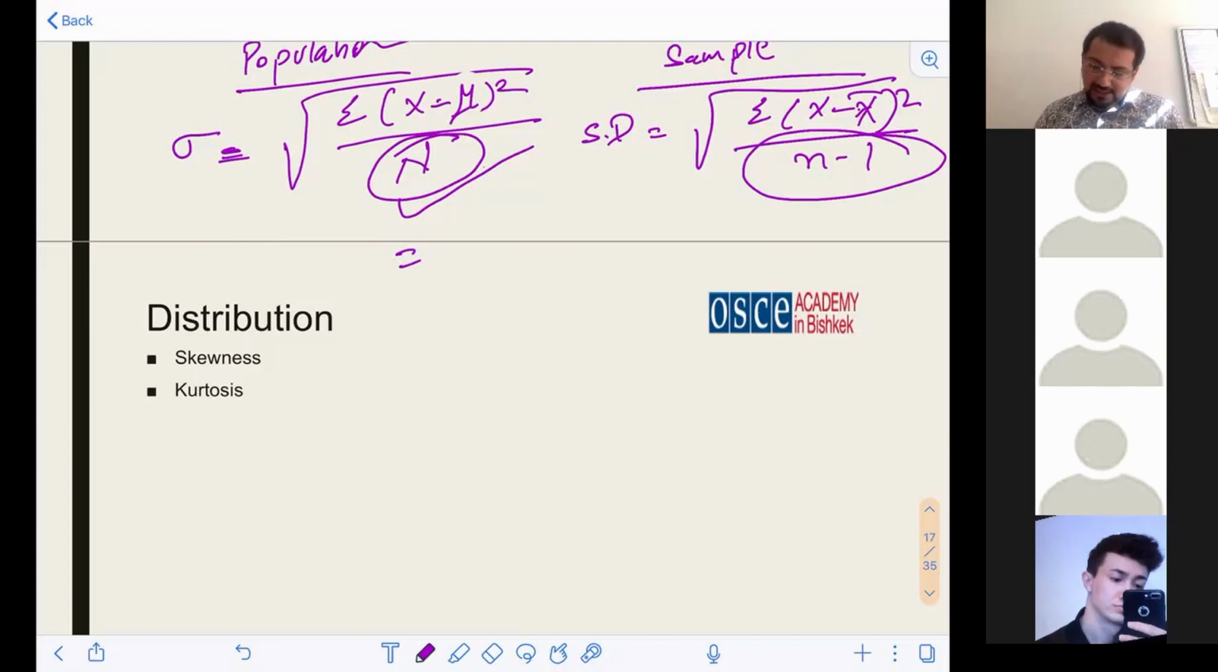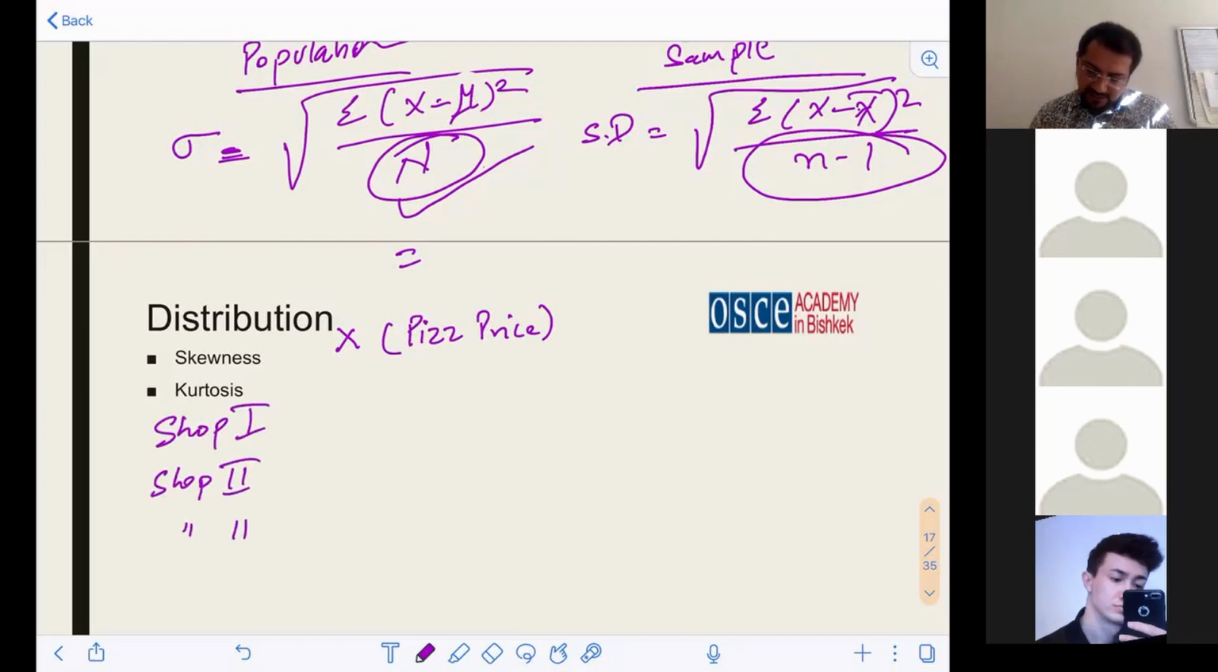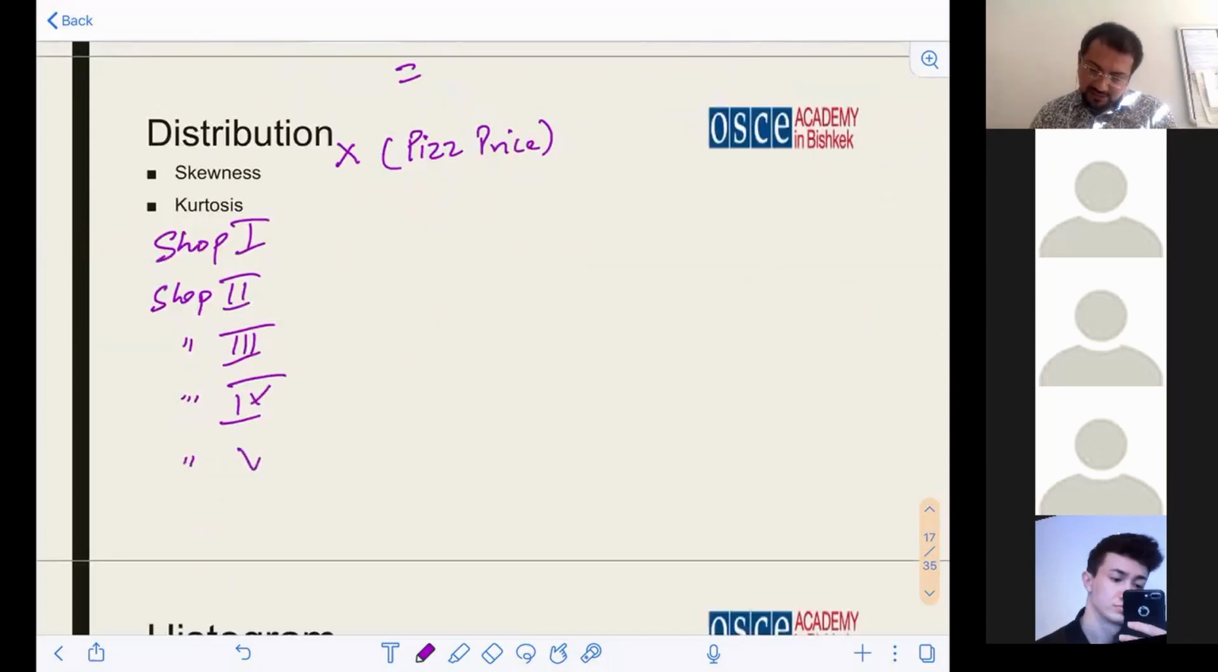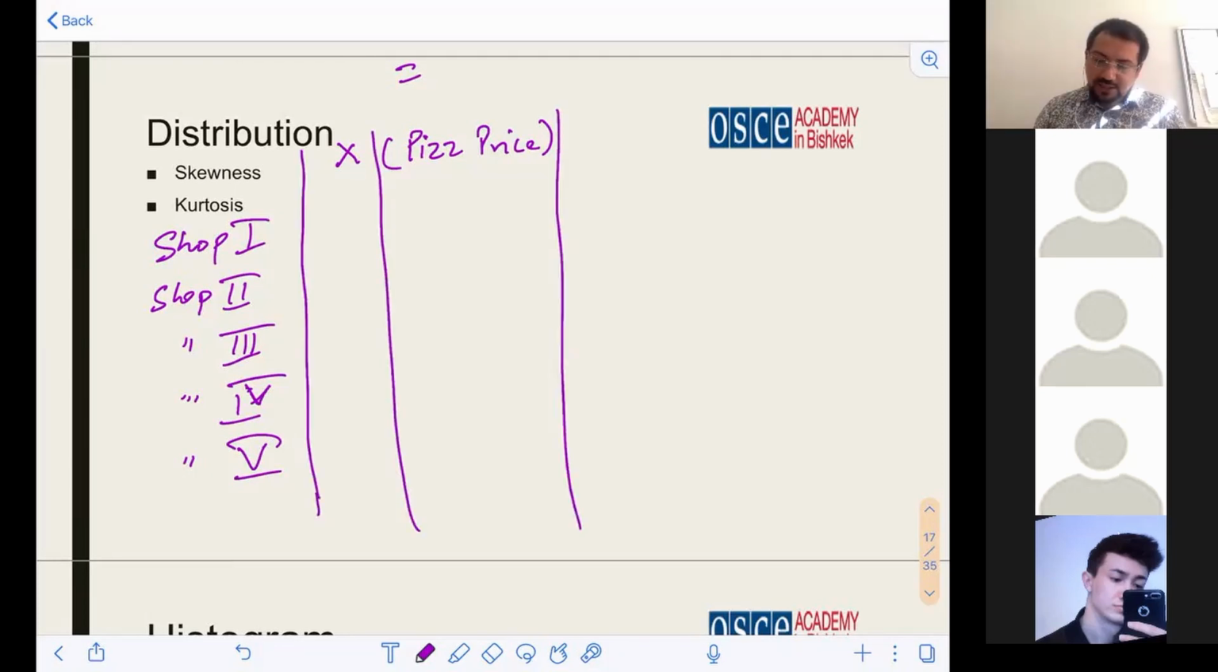So let's say that pizza price is my x. I assume that this is my variable. I'm writing here pizza price or pizza shop, whatever you like. Let's say pizza price. Now I am having here shop 1, shop 2, likewise 3, likewise 4, likewise 5. Is it 4? I think correct, isn't it? Actually, I have forgotten, honestly. So shop 1, let's say the price of pizza is PP, pizza price.